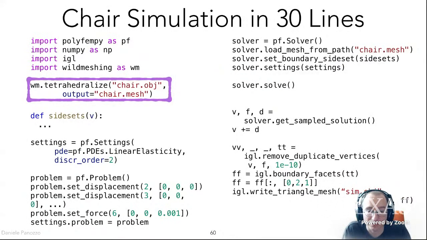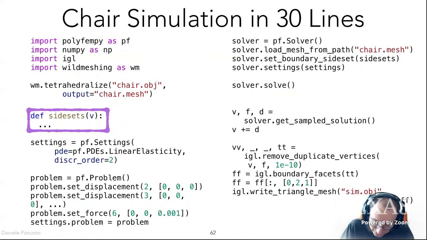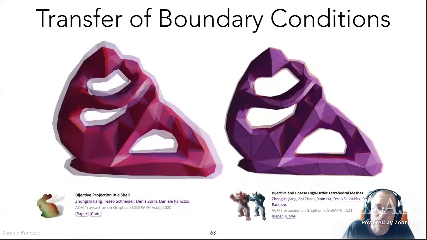So what you see here is the actual code that you need to simulate that chair. There is a first piece, which is the wild meshing part, which is the generation of meshes, both 2D and 3D. It's all available on Conda, and it's all free to use, even for commercial purposes. There is another piece, which is how do you transfer boundary conditions from your input to the simulation mesh? And this is something that Zongxi has been working on for a while. If you're interested in this, I refer you to these two papers that show methods that allow you to do remeshing, and at the same time keep this correspondence between the input geometry and the simulation mesh, going back and forth.